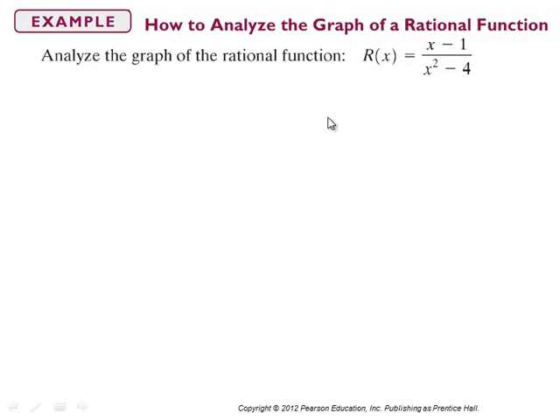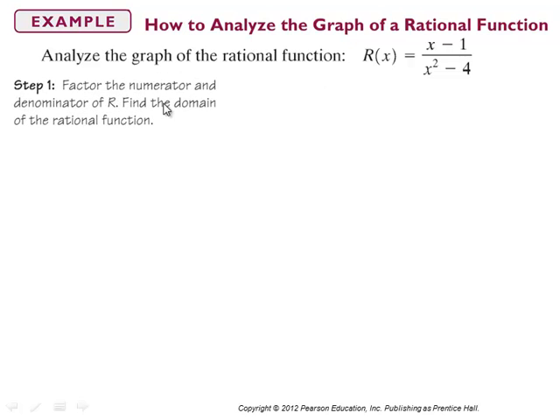So there's a sequence of steps which they've laid out in the textbook. And this sequence of steps will just take us step by step through the process of analyzing the graph of this rational function. So here we've got r of x is equal to x minus 1 over x squared minus 4. The first step is to factor the numerator and denominator and find the domain of this rational function. The numerator is simple, but the denominator factors as x plus 2 times x minus 2.